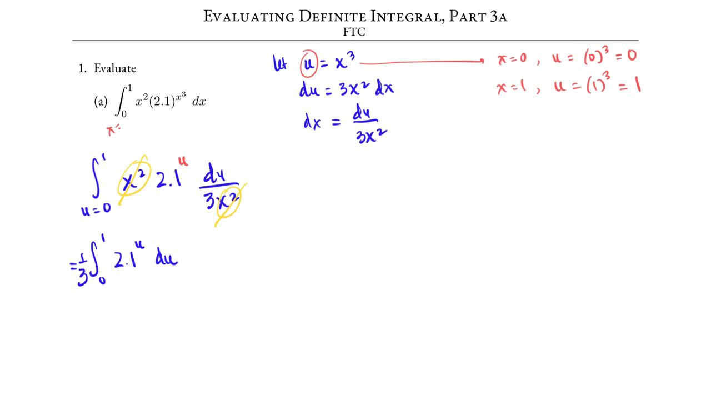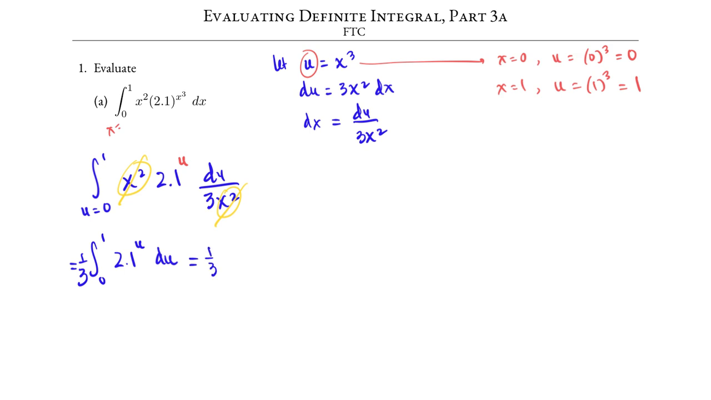We cannot combine this 1/3 with the base 2.1, because this 1/3 is the constant multiple and 2.1 is the base. Don't forget that 3 in the denominator means the factor 1 over 3. 1/3 is the constant multiple, so we rewrite this.